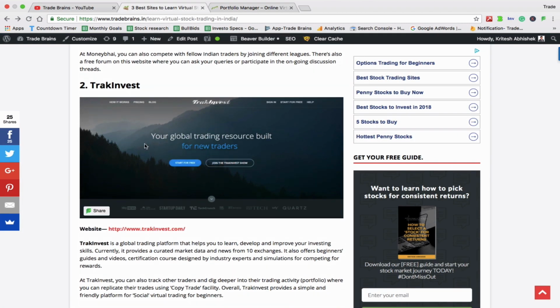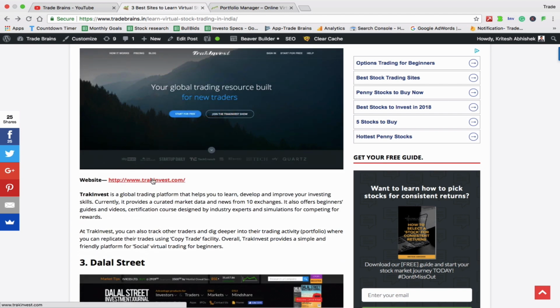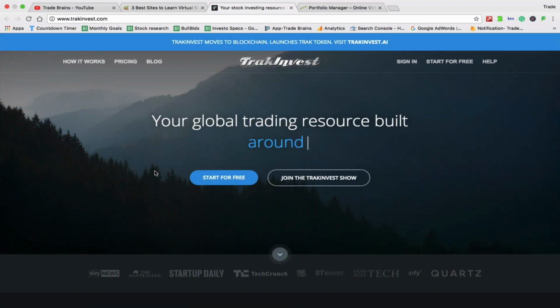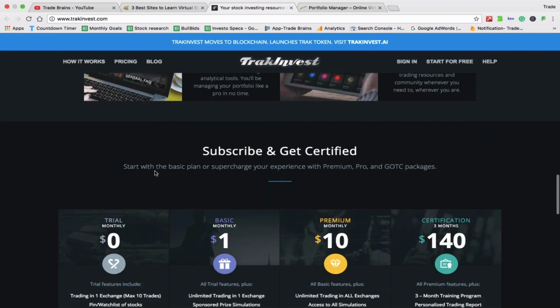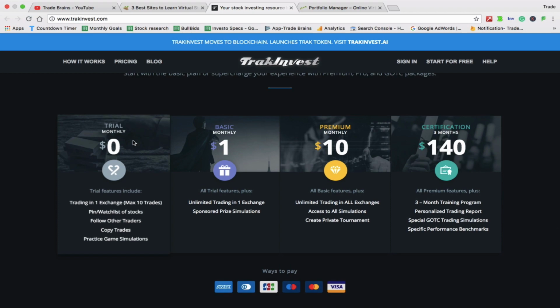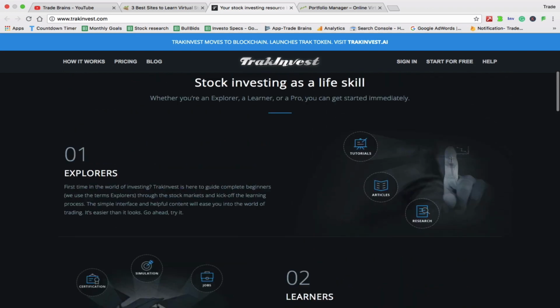The second is Track Invest. So the website of Track Invest is www.trackinvest.com. Here again you can go and create an account and start for free. One of the benefits of using Track Invest is that you can invest in multiple stock exchanges here. In Money Control there was only NSE, BSE, but if you want to trade in foreign stocks, then you can use Track Invest. But there's a downside that it's not totally free. The first month is free, but after that you have to pay some money for your login profile.